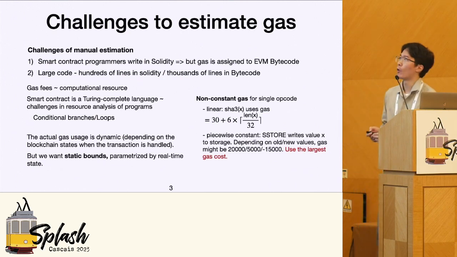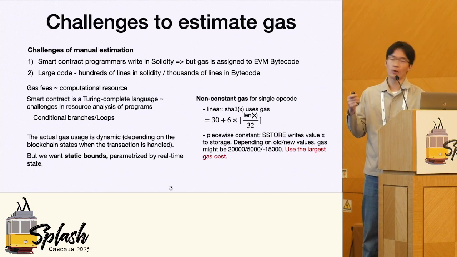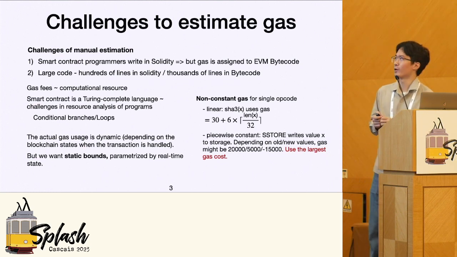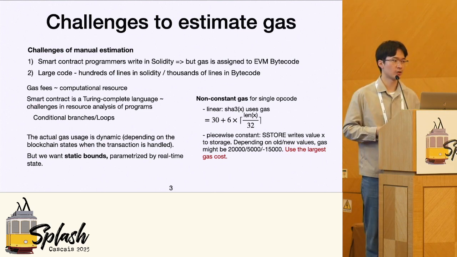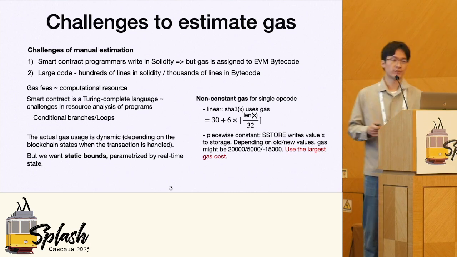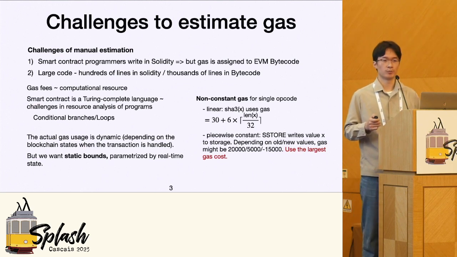So why is it challenging to estimate the gas bound? Most importantly, because smart contract programmers just write in Solidity, which is a friendly language, but the gas is assigned to the EVM bytecode, which is really ugly. When the code size is huge, with hundreds of lines of Solidity code, you will have thousands of lines in bytecode.